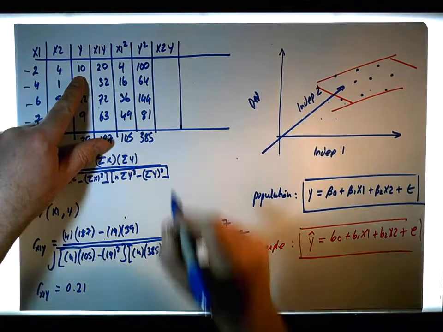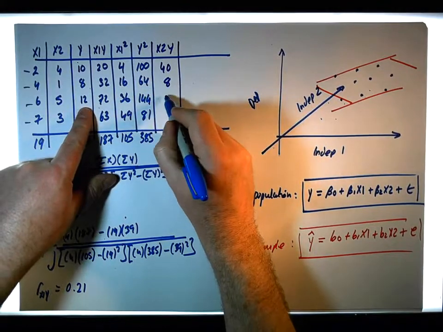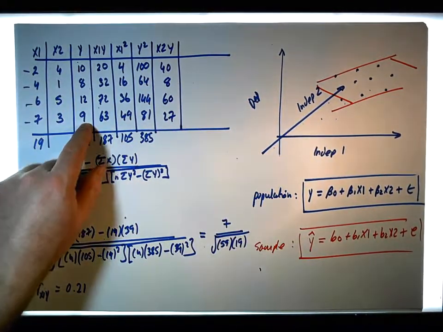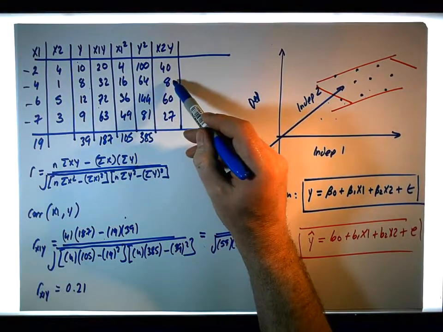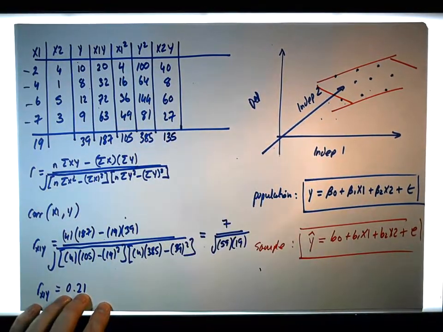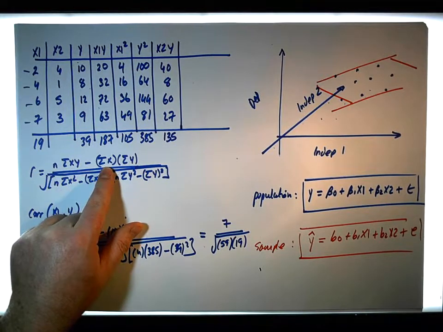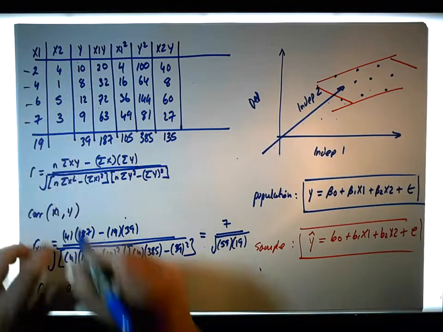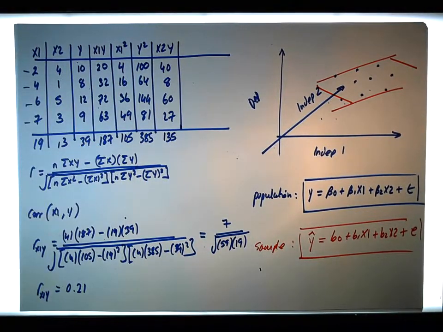So it's 4 times 10 gives me 40. 1 times 8 gives me 8. 5 times 12 gives me 60. And 3 times 9 gives me 27. The sum of those there is 127. And the 8 gives me 135 there. Okay. And we need the sum of the x2 term, which is 4 and 1 is 5, 10, 13. So now we have that. We need the sum of the y's, which we've already calculated.